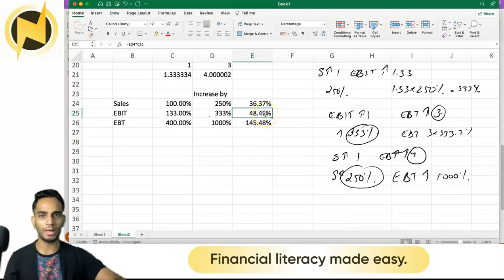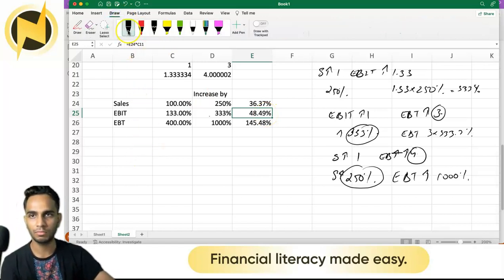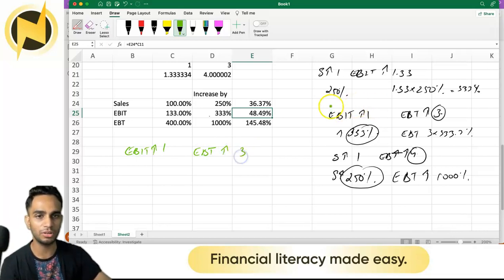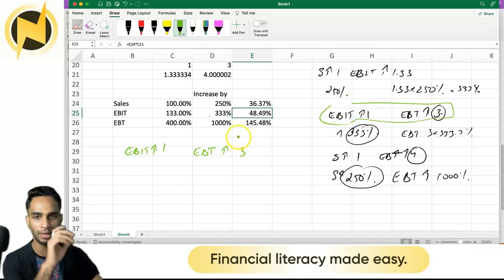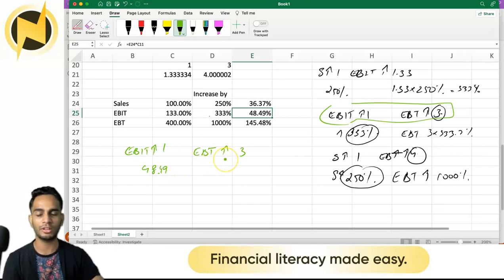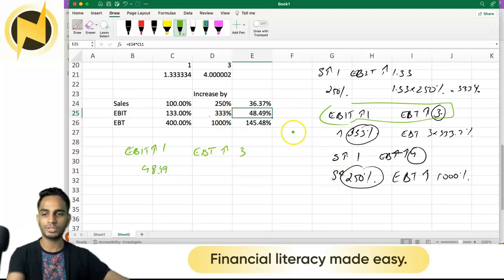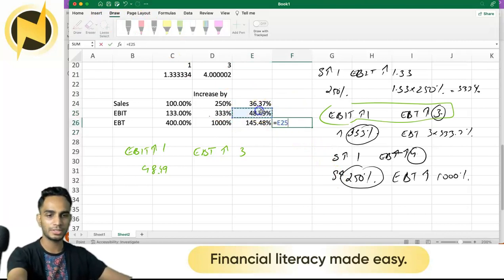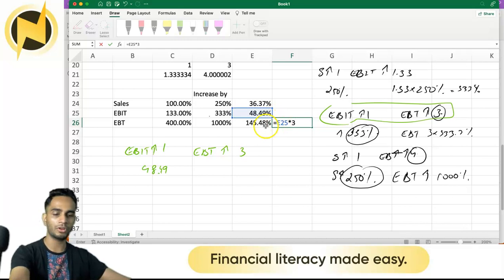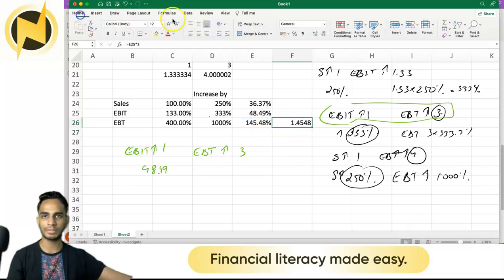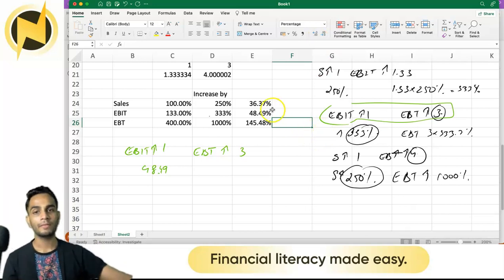Now to cross verify, we can do it like this. If EBIT moved up by 1, EBT should have moved up by 3 based on financial leverage, right? So I'm just going to confirm here, EBIT moved by how much? 48.49%, correct? So EBT should have moved by 3 times of 48.49. Let's check what is 3 times of 48.49. Let's write it here. This into 3. It should be 145.48. Yes, see, if I'm expressing it as percentage, same. That simple.